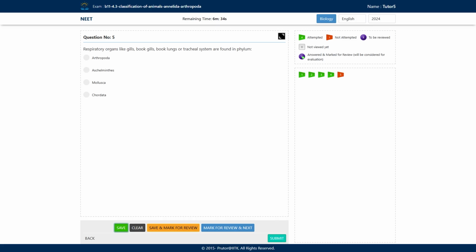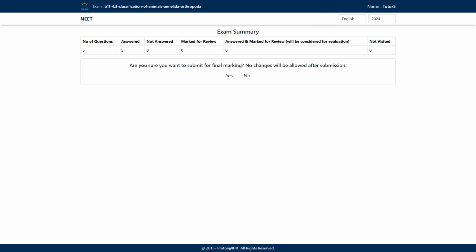Respiratory organs like gills, book lungs, and tracheal system are found in which phylum? A. Arthropoda, B. Aschelminthes, C. Mollusca, and D. Chordata. So, option A, Arthropoda. They have these organs as respiratory organs. So, we will save, submit, and see the result.